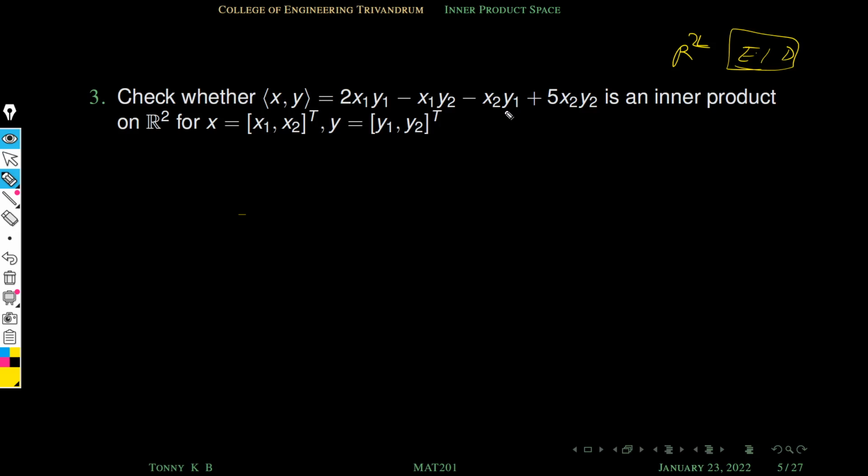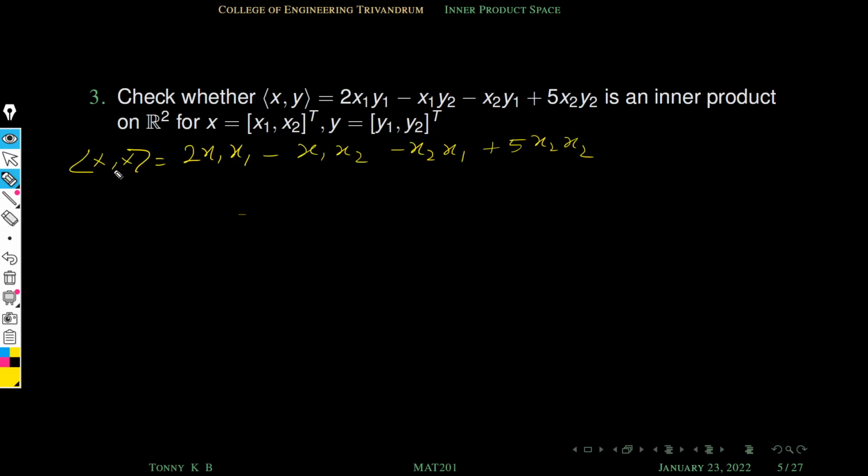Okay, let's consider the first one. What is this function between x and x, the inner product? Actually, we have to check whether this is an inner product. Anyway, we consider ⟨x, x⟩. By definition, this is equal to 2x1y1 minus x1y2. Instead of y1, it is x1 itself, so 2x1x1 minus x1y2. So x1 is x1 itself, and y2 is again x2. So x1x2, minus x2 is x2 itself.